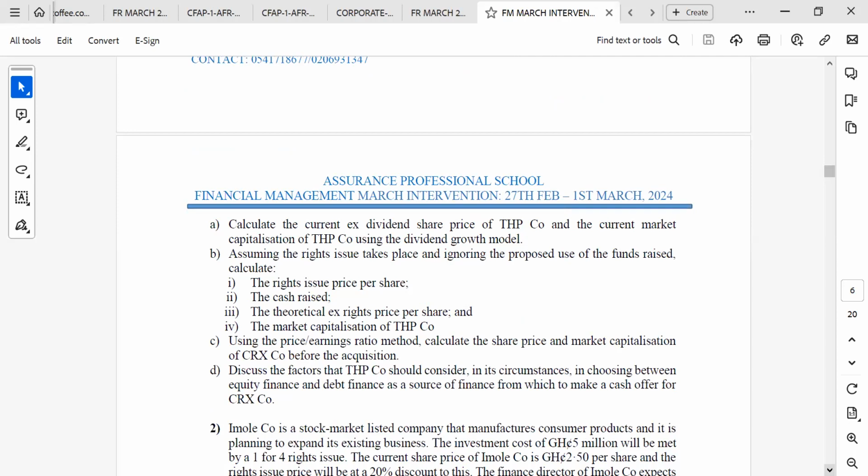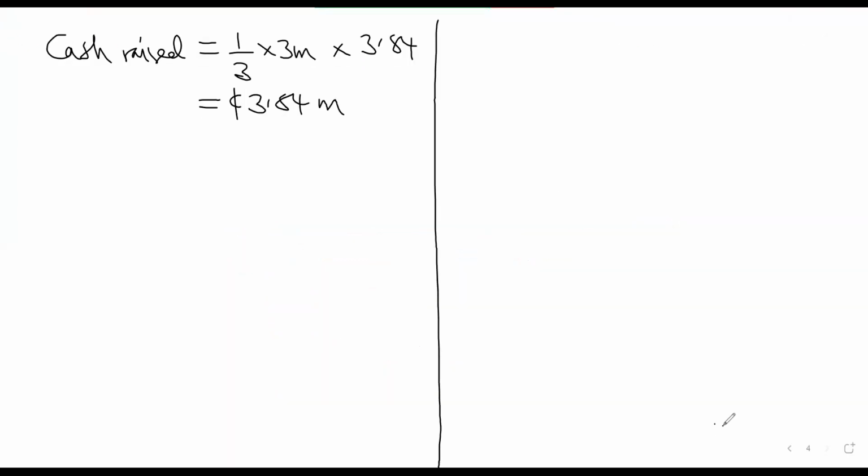Let's come to the second one, the theoretical ex-right price. How do we find the theoretical ex-right price? Okay, we did that yesterday. Okay, so let's go to the C. Let's look at the theoretical XY price.